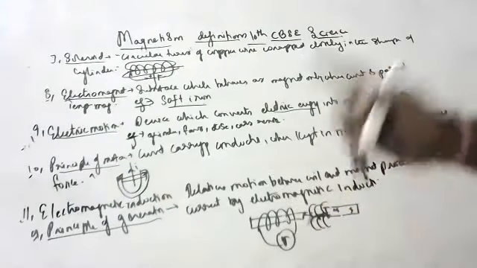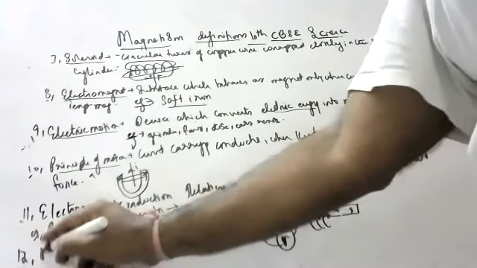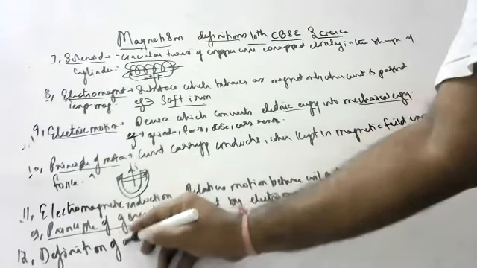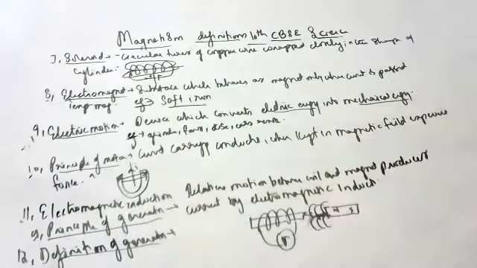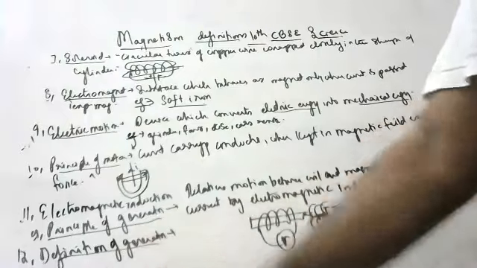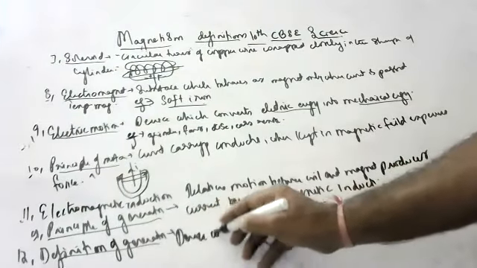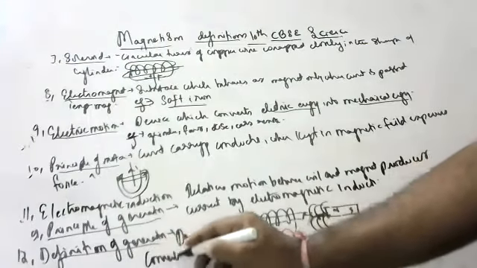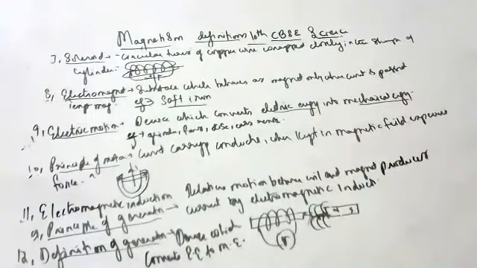Relative motion between coil and magnet produces current by electromagnetic induction. What is the definition of generator, children? A generator is a device which converts electrical energy to mechanical energy.